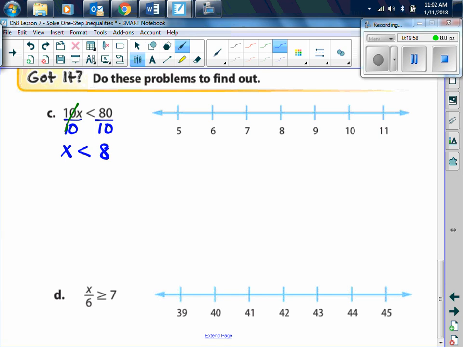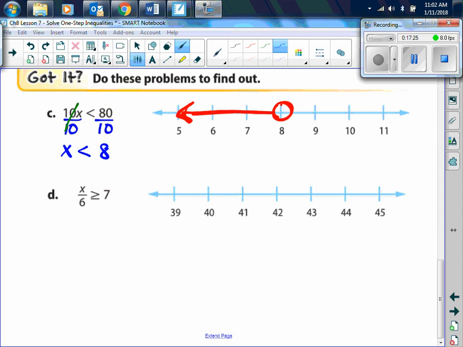So our important number is what? 8. What kind of circle am I going to have at 8? Open circle. So open circle at 8. And which way are we shading on the number line? It's less than 8, so we're going to the left. Very good. And that's all there is to it.